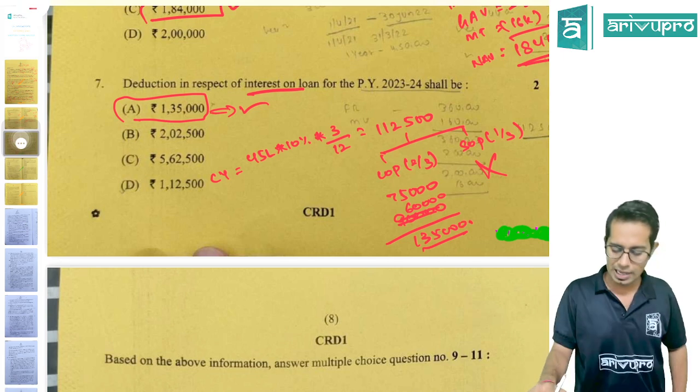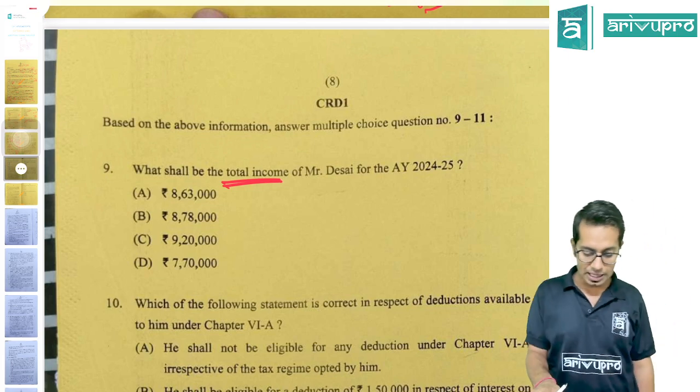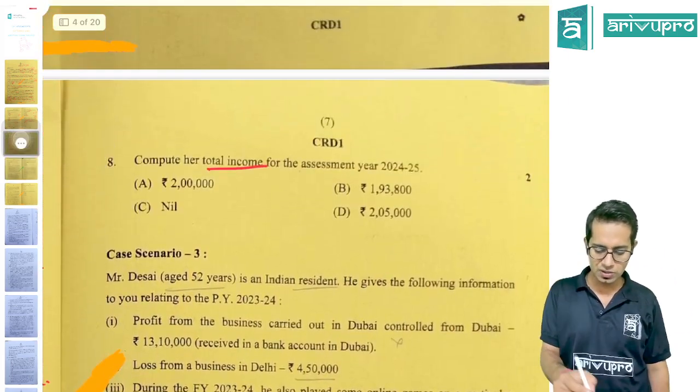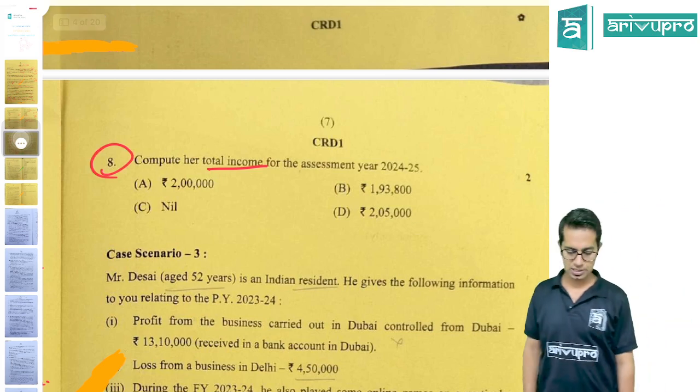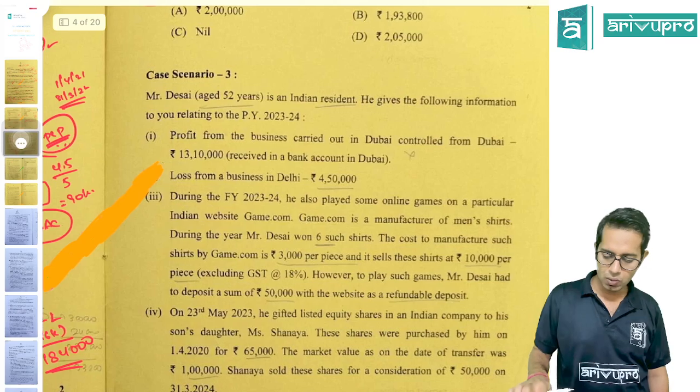1,35,000. Now the last question which they have asked over here is what is the total income of this person, sir? Now what is the total income? So I know what is my net annual value. First, I'll find my income from house property.